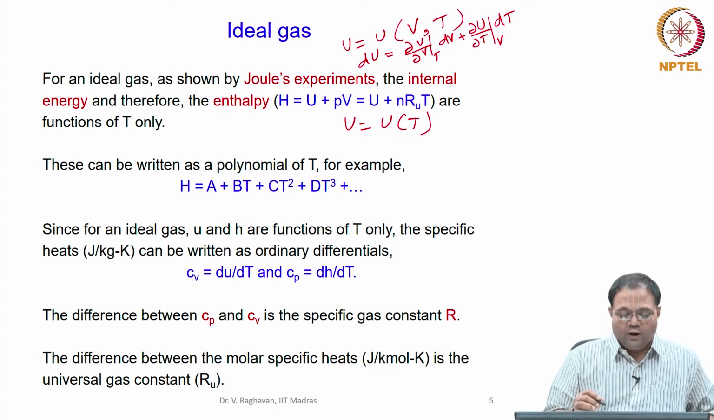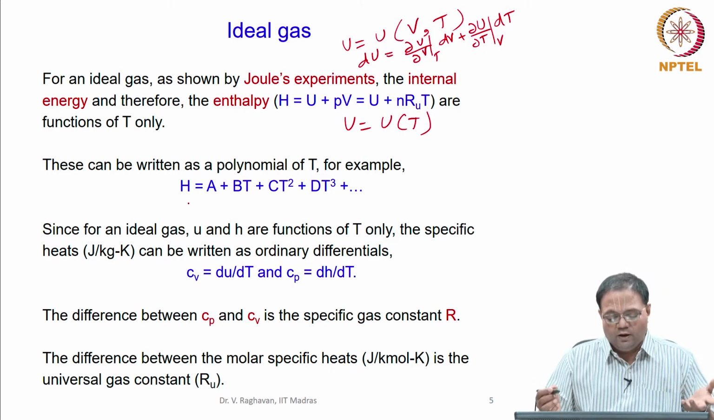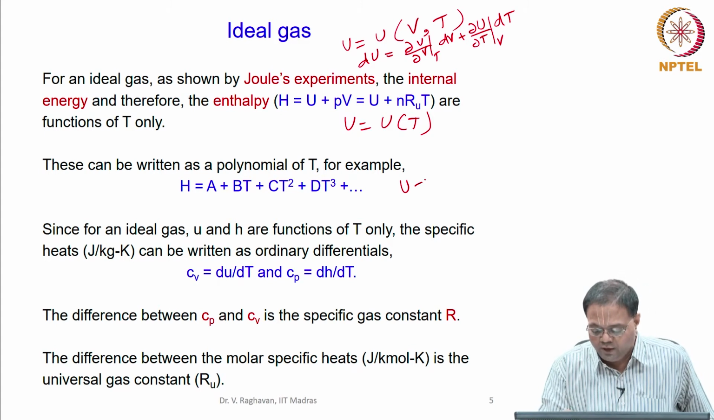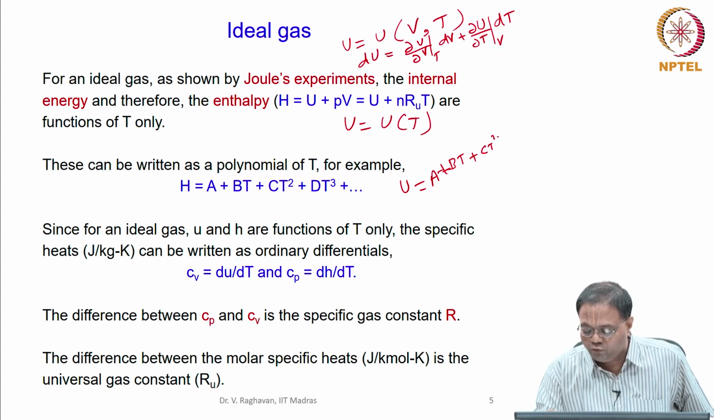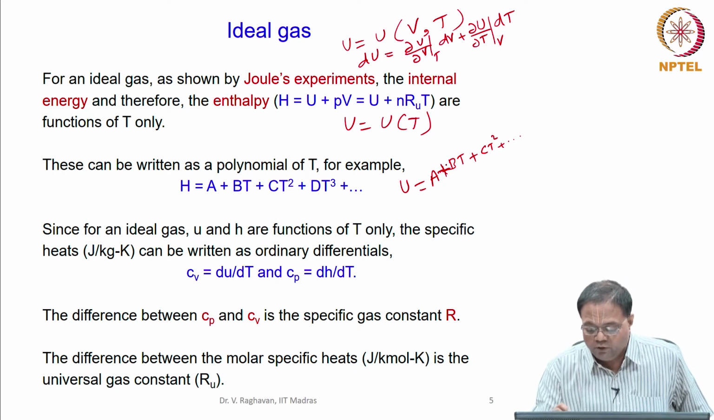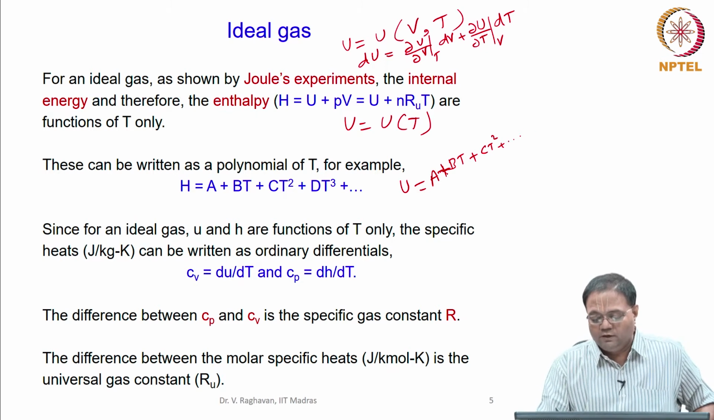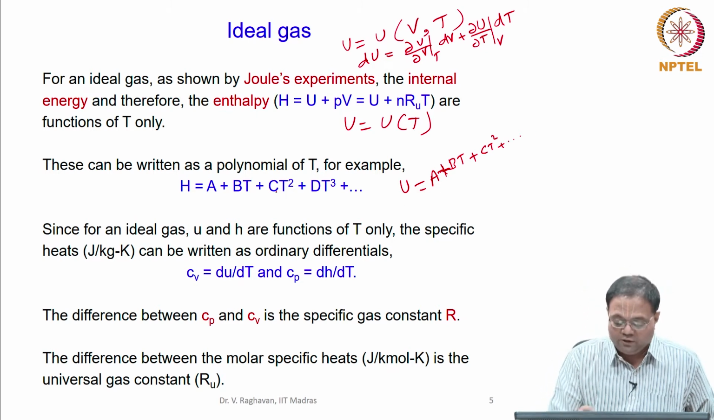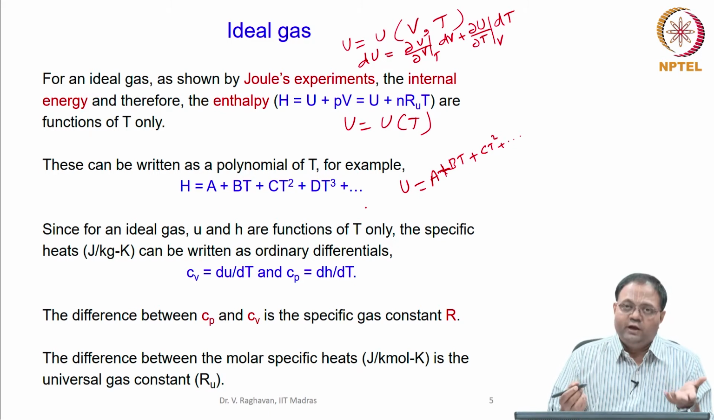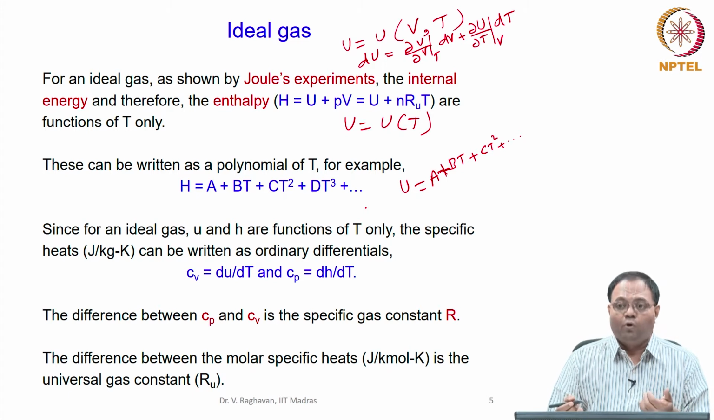Now if you write H or even U as a polynomial of T, we know that it's only a function of temperature. Let us consider a polynomial dependence of U. For example, U equals A plus BT plus CT square and so on. Now if you add the other term N Ru T here, that will be absorbed with another coefficient B. So H also can be written in terms of this polynomial. Now finding the specific heats, specific heat at constant volume or specific heat at constant pressure, can be found by these equations.